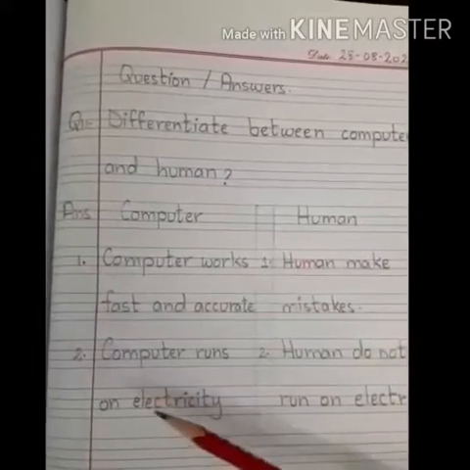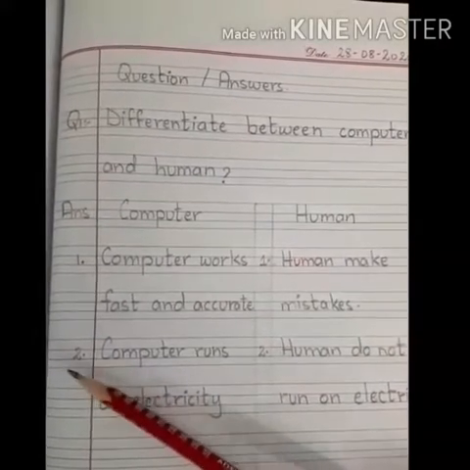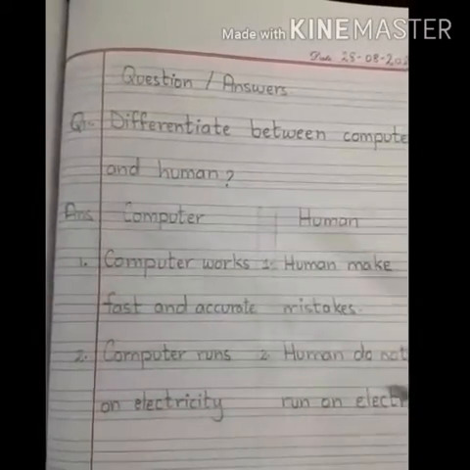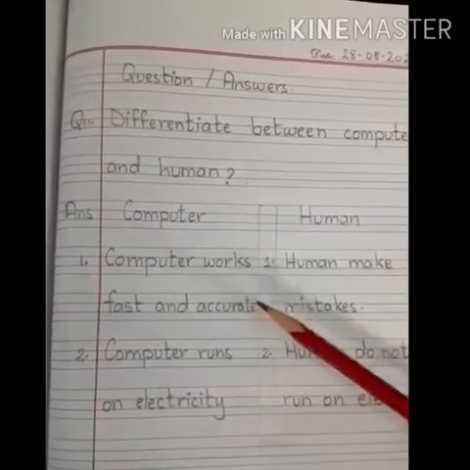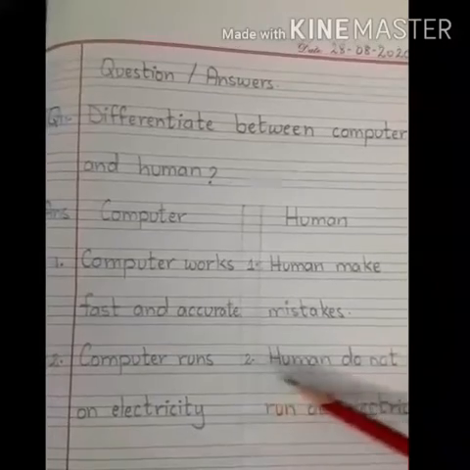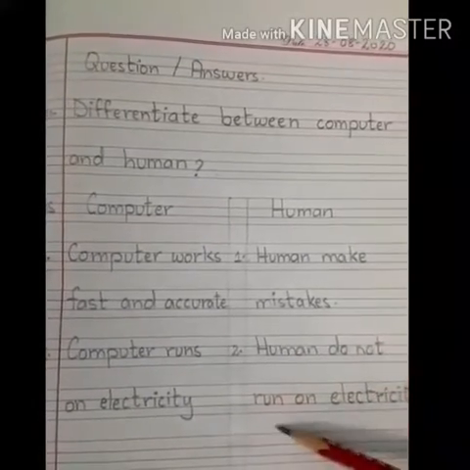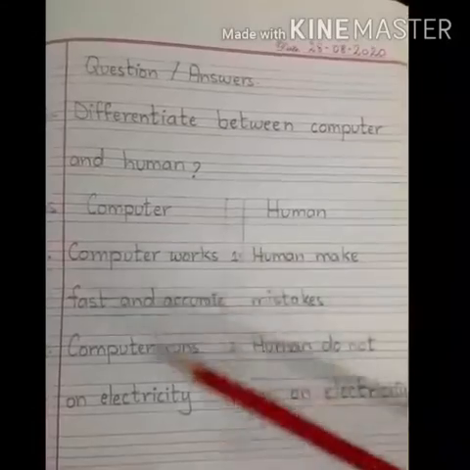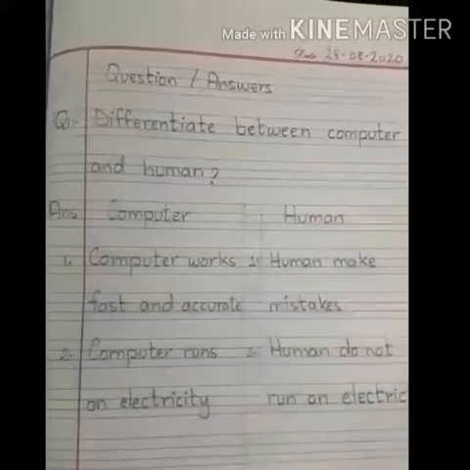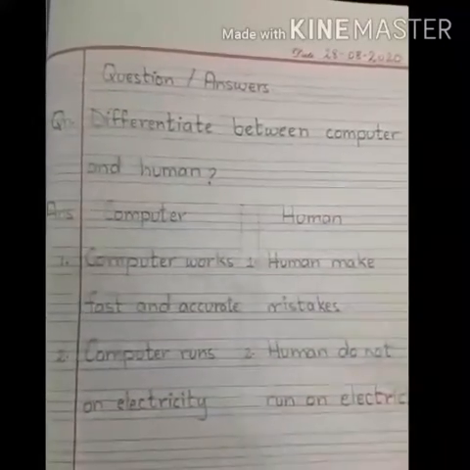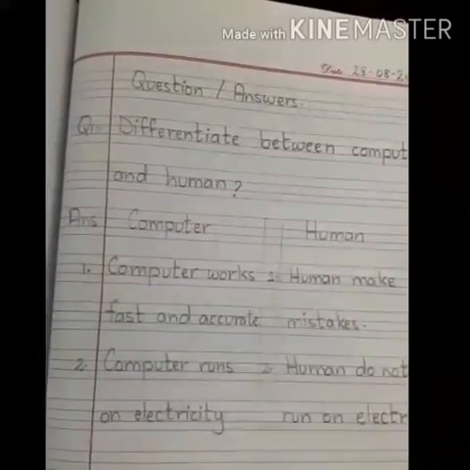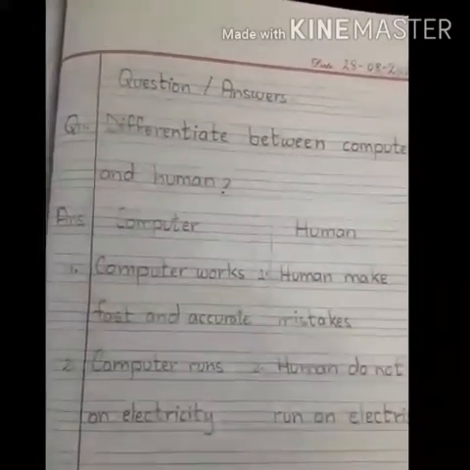After that you have to come to the next line, number 2, computer runs on electricity. You have to write it the same way that you wrote point number 1. Then after this write down the second point of human, number 2, human do not run on electricity. You have to write down this differentiate between computer and human question and answer in the same way I have written it down. Students, please make it clear and do your work neat and clean, so I can understand it properly.